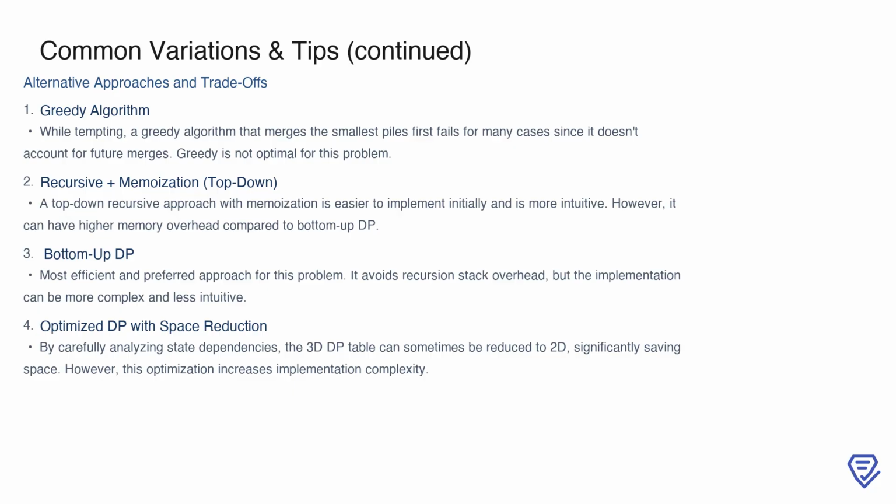A bottom-up dynamic programming approach is generally the most efficient and preferred method. It avoids the recursion stack overhead and systematically builds the solution. That said, the implementation can be more complex and less intuitive for beginners. For those looking to optimize further, a careful analysis of state dependencies can sometimes reduce the 3D DP table to a 2D table, significantly saving space. However, this optimization often increases implementation complexity, as managing reduced states requires additional attention to detail. Each approach has its trade-offs, and understanding these can help you choose the best method for the problem at hand.